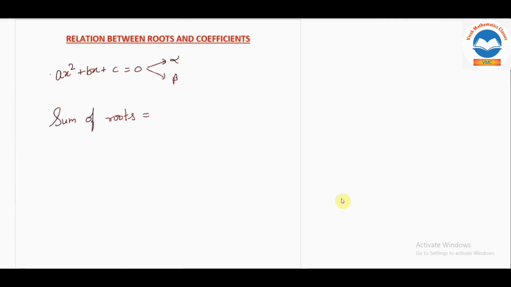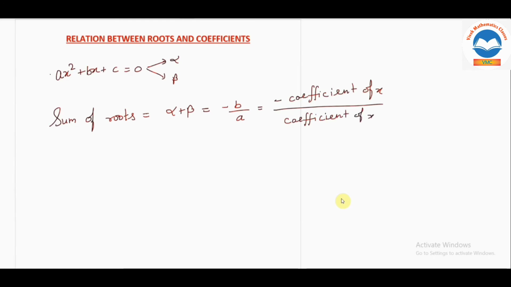So what will be your sum of roots? Alpha plus beta. So alpha plus beta value will be how much? Minus b by a. What is b here? B is known as coefficient of x or linear coefficient. So this is minus coefficient of x divided by a, where a is known as coefficient of x square. Now next thing is product of roots.